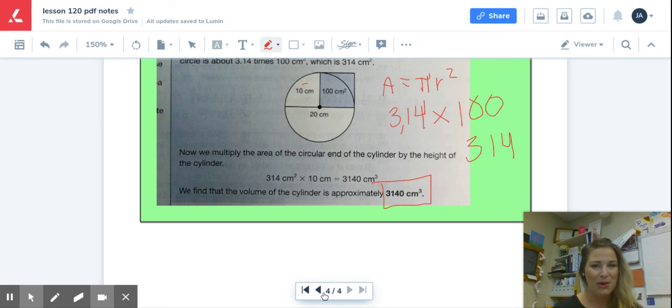That label of cubed is very important. In your homework, you're not going to be able to type an exponent of 3. You'll need to type out the word cubed.